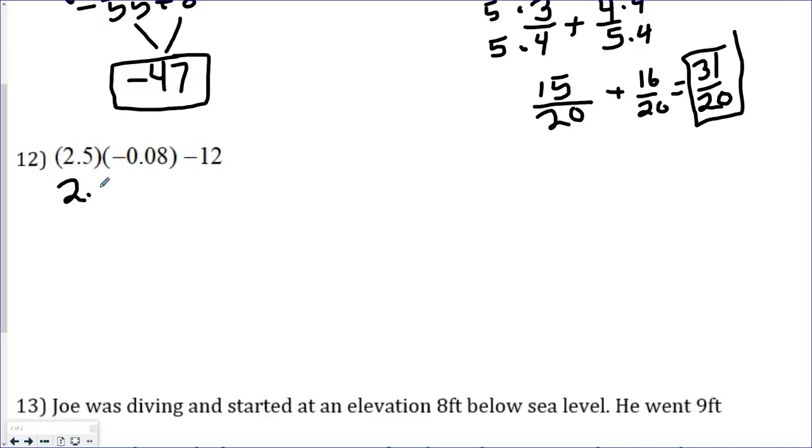So 2.5 times 0.08. So 8 times 5, that's 40. Carry the 4. 8 times 2 is 16, plus 4 is 20.